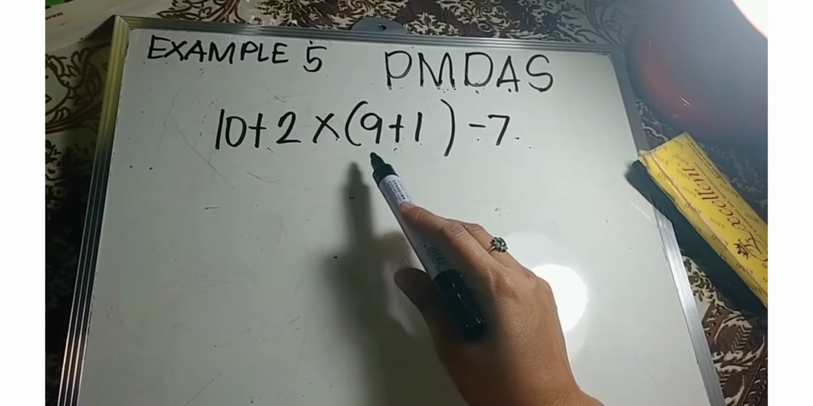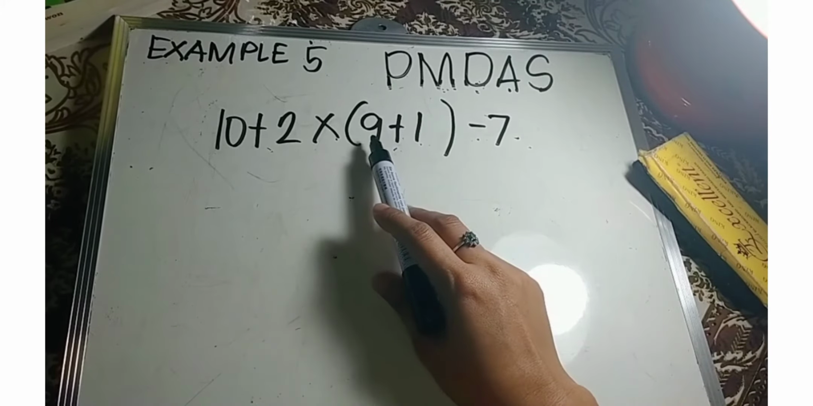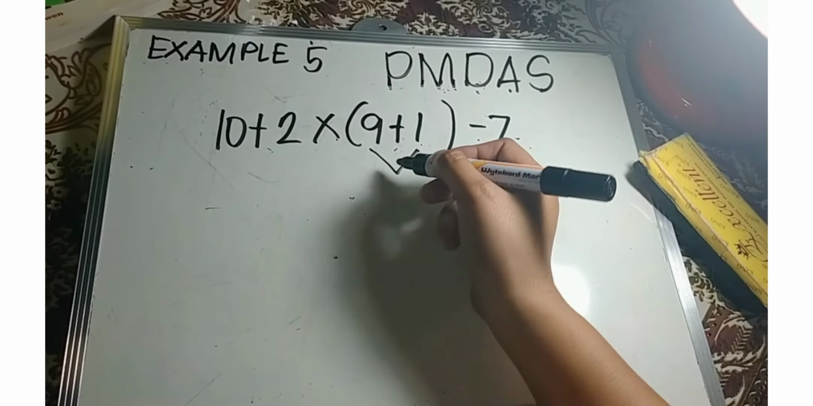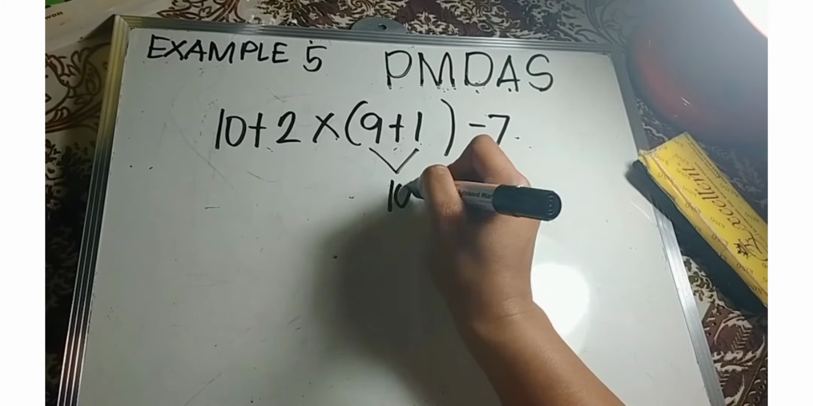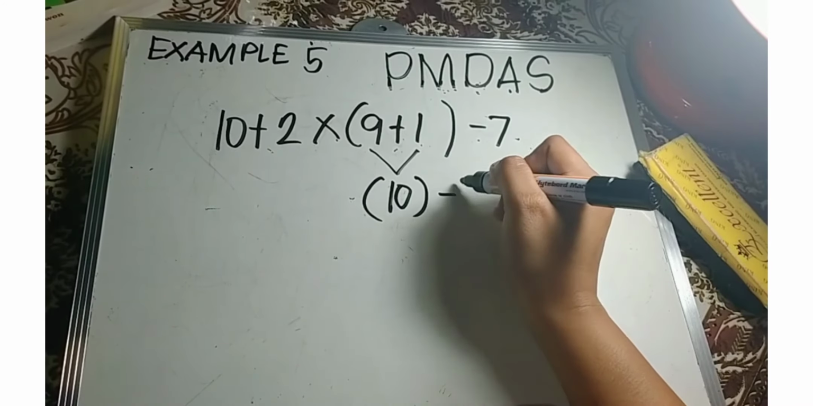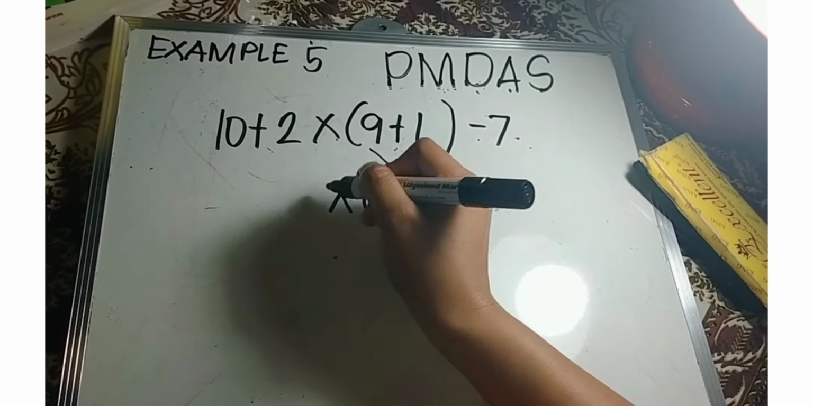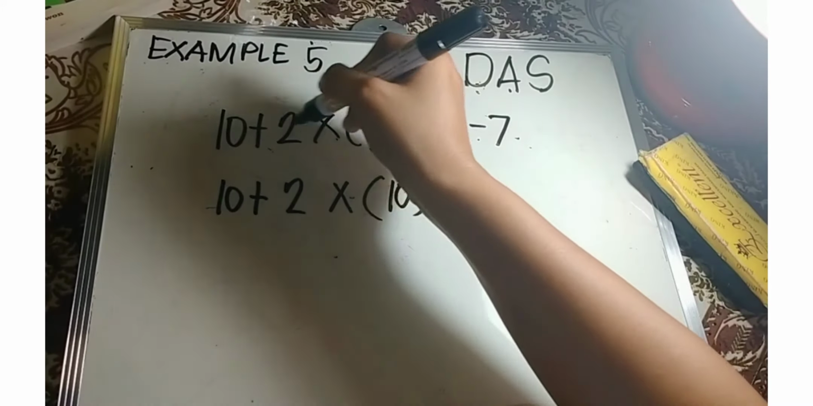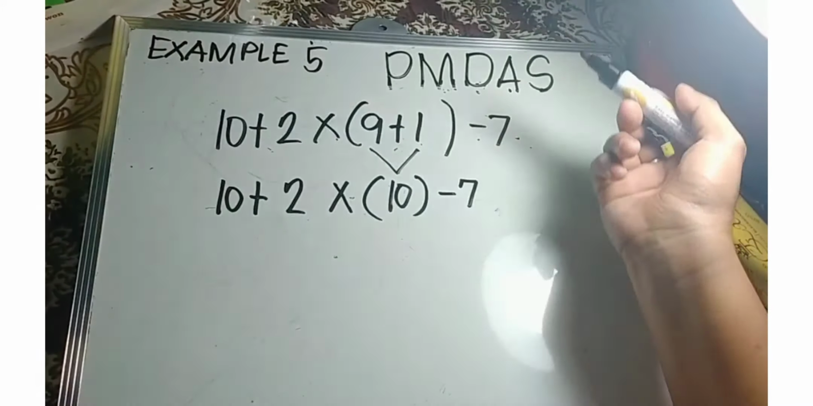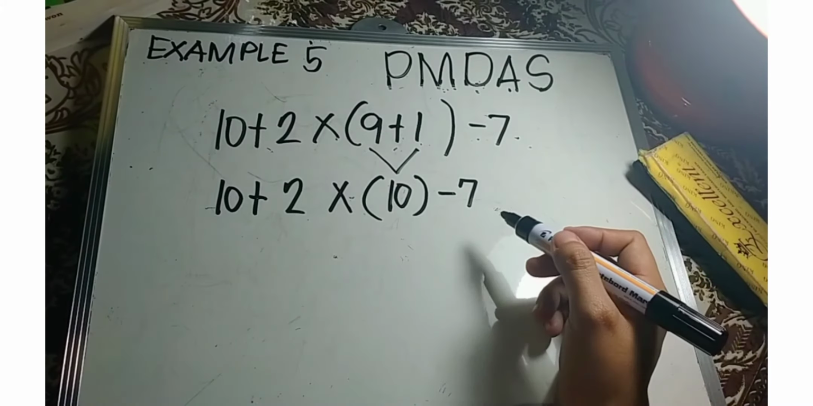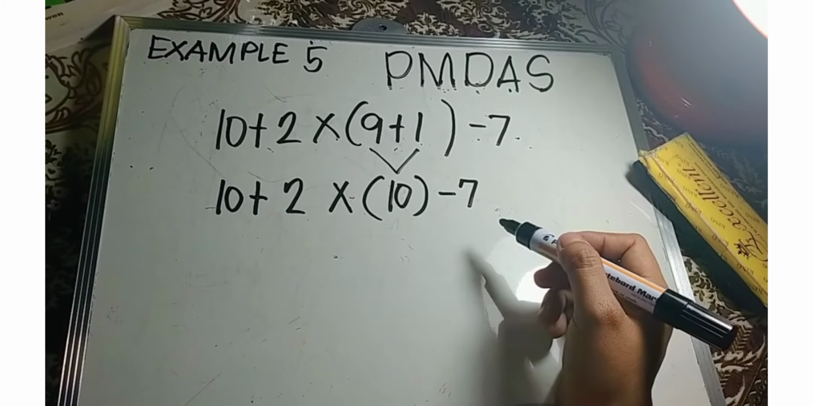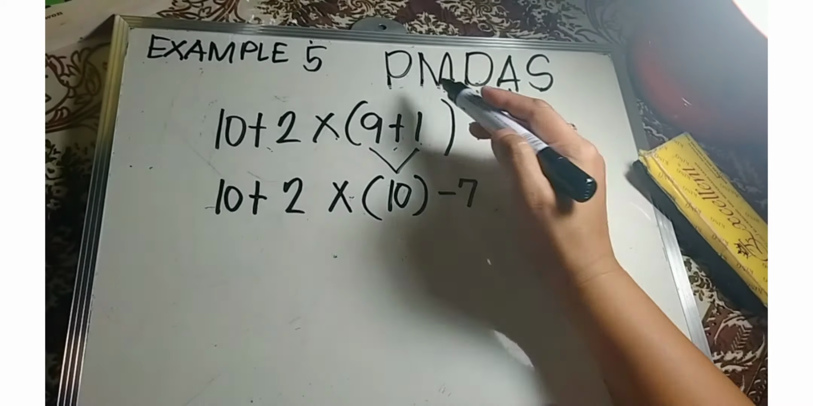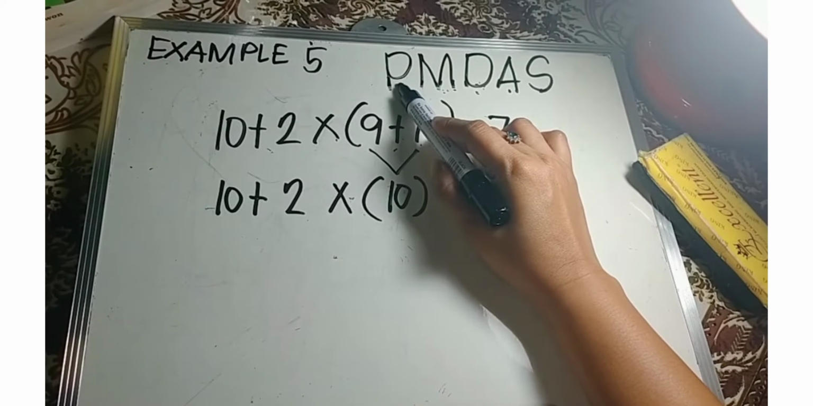Okay, since nakakita tayo ng parenthesis dito, which is 9 plus 1, perform muna natin. 9 plus 1 is 10. Okay, and then copy natin yung remaining operation. Kinopya lang natin itong 10 plus 2 times, and then minus 7. Okay, next. What is the next operation are we going to perform? Based on the rule, parenthesis, okay na, done.